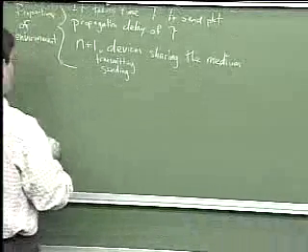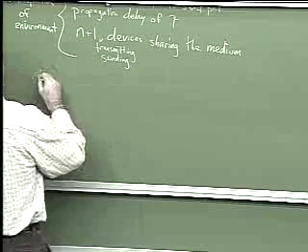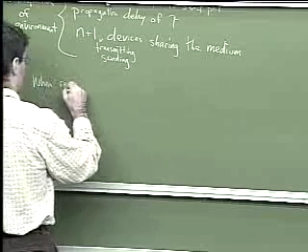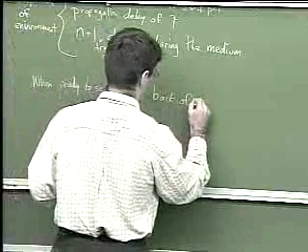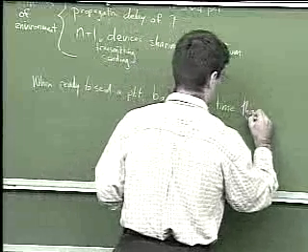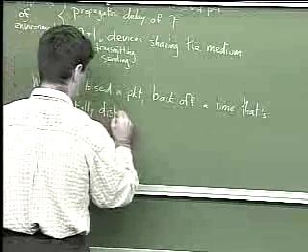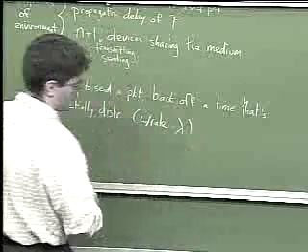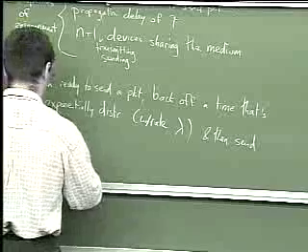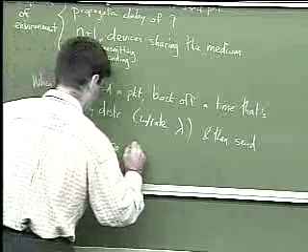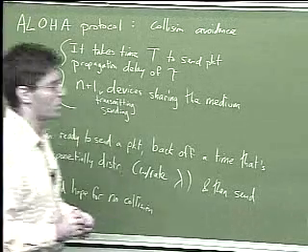And the Aloha protocol just says: when ready to send a packet, back off a time that's exponentially distributed with rate lambda, and then send, and just hope there's no collision. Okay, that's how Aloha works.